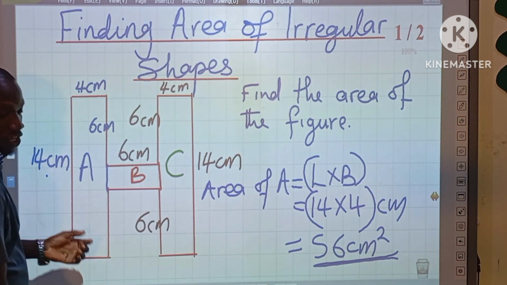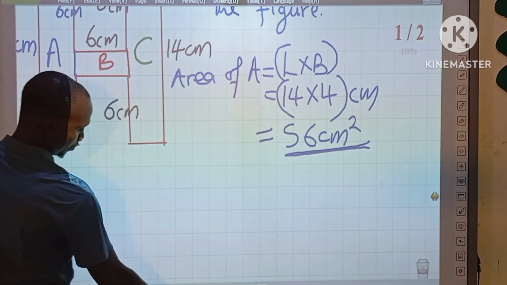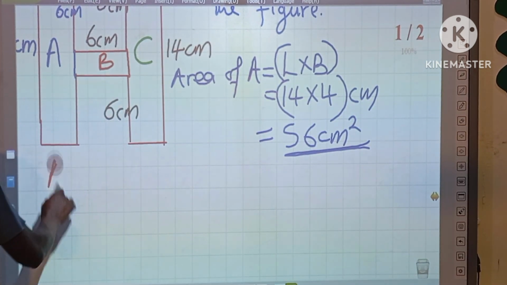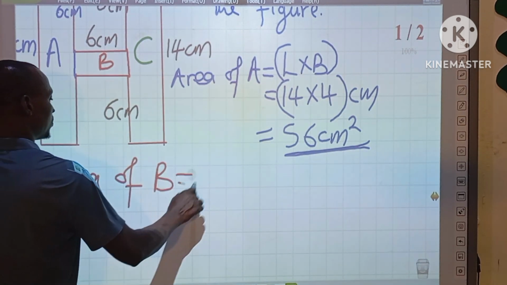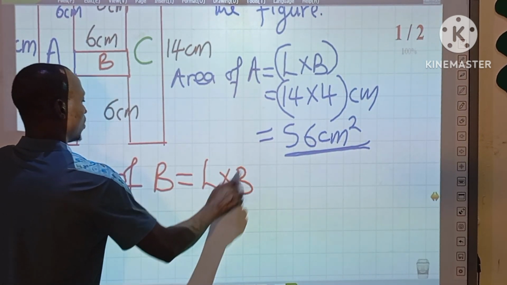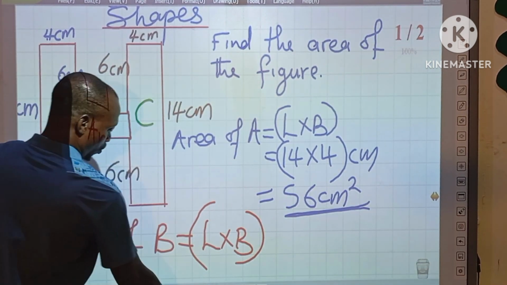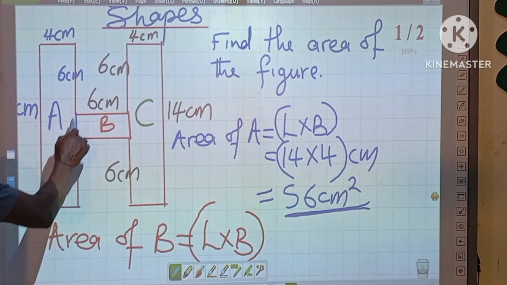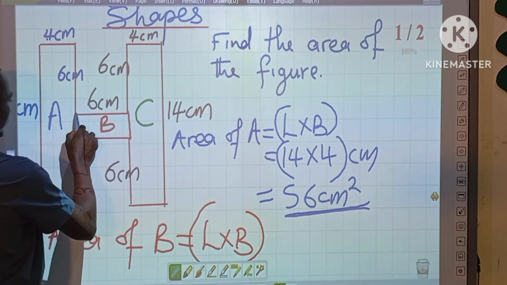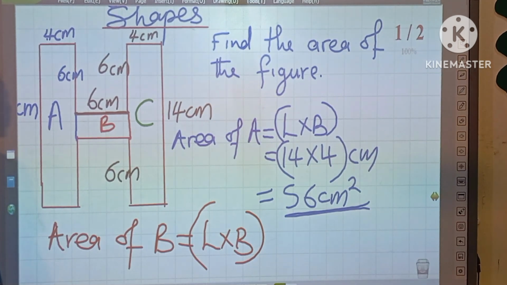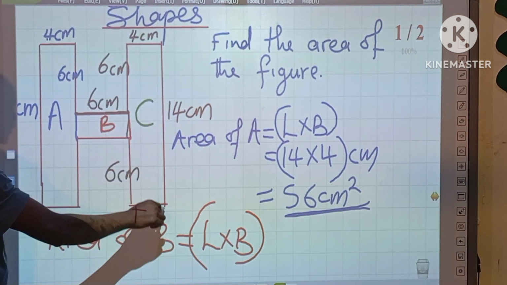Let's go further to shape B. Area of B is the same thing as length times breadth. But for shape B, we will not derive the breadth. We only know the length. This is the length, which is what? The length for B is 6 centimeters. Now what is the breadth? The breadth is parallel to this line, which is 14.